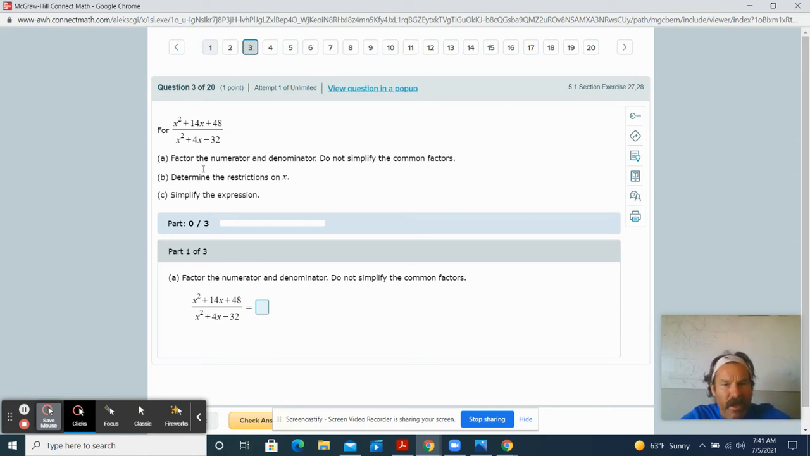Problem number 3 gives you an expression, and it gives you 3 parts. It says factor the numerator and denominator. Do not simplify the common factors. That basically means go ahead and do the factoring, but don't do any of the canceling yet. So they want you to factor the top and factor the bottom. And again, the reason why we have to factor is because these are not multiplication problems. These are addition. So we need to use what we learned last week and factor the numerator and the denominator.